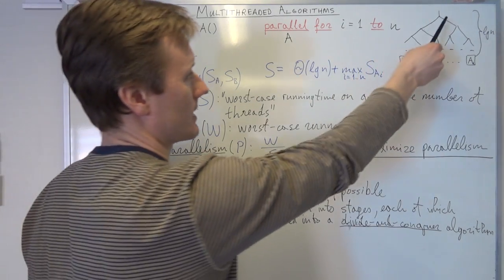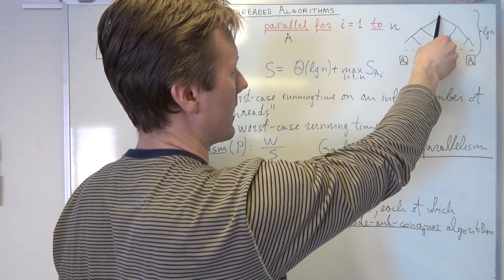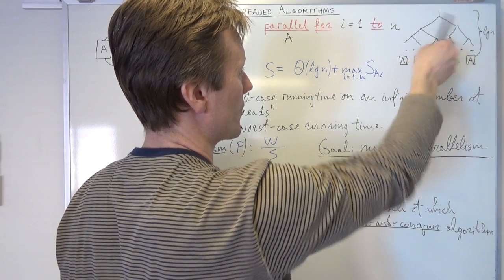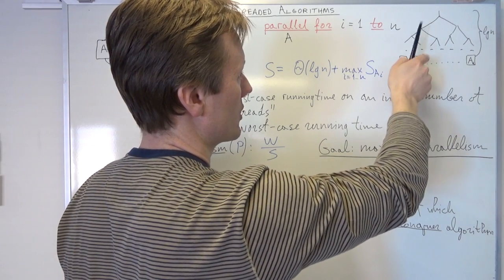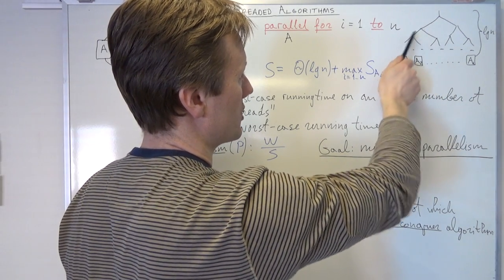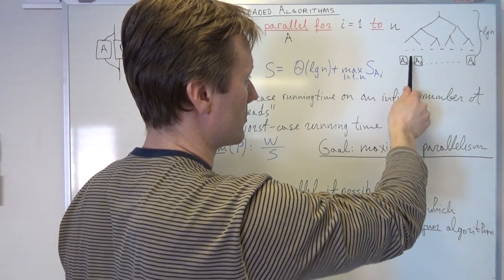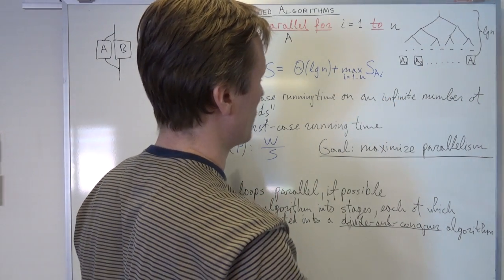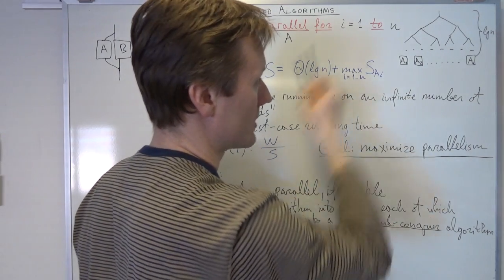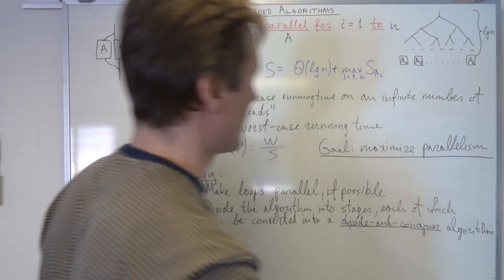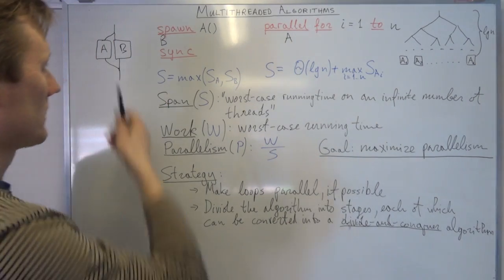So that's how the execution tree would look like. At the top, I would create two threads. These threads would spawn two threads each, and so on until I get to individual iterations. Each iteration is the base case of this recursive algorithm.